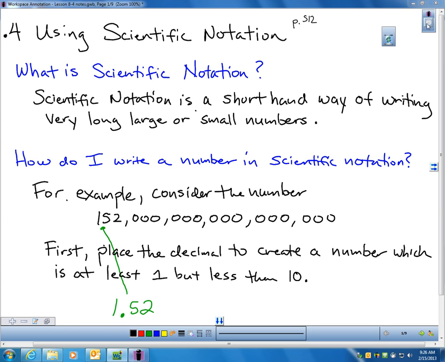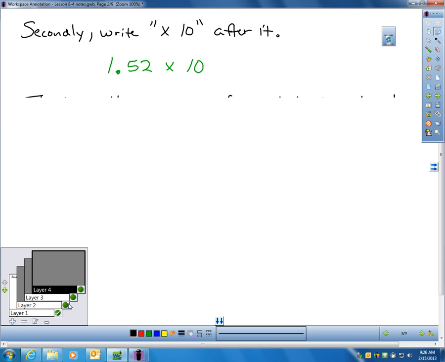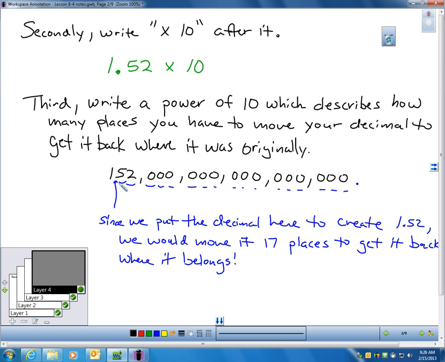I got 1.52. The next thing I need to do is automatically write times 10 after that. And now the final thing I need to do is write an exponent for my base 10. You have to write a power of 10, which describes how many places you have to move your decimal to get it back where it originally was. Since you put your decimal between the 1 and the 5, I would have to move my decimal 17 places to get it back where it belonged in the first place. So I'm going to use the 17th power. So this number in scientific notation is simply 1.52 times 10 to the 17th power. Obviously, that's a lot easier to write than this long, drawn-out number as a decimal.